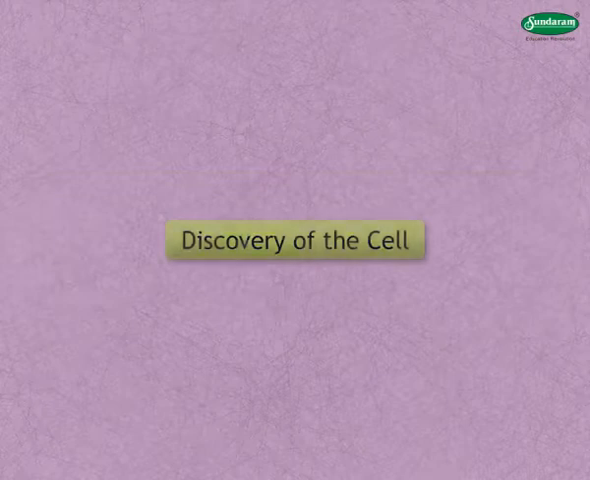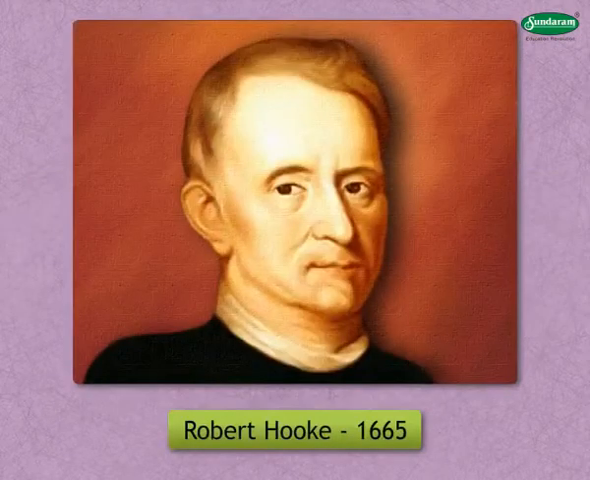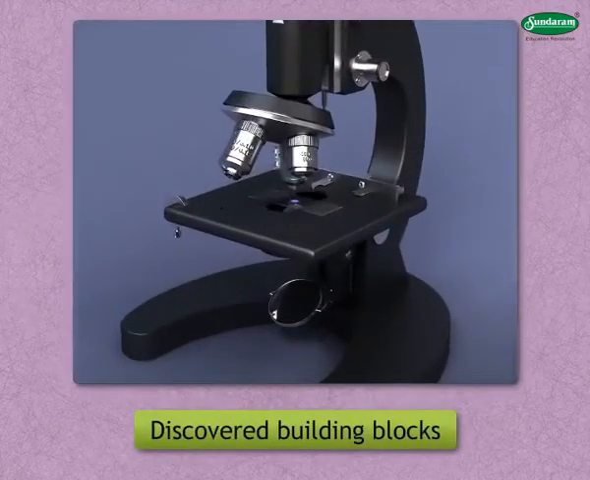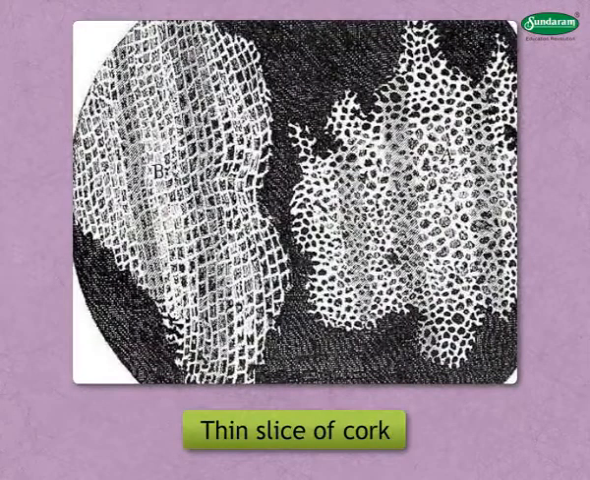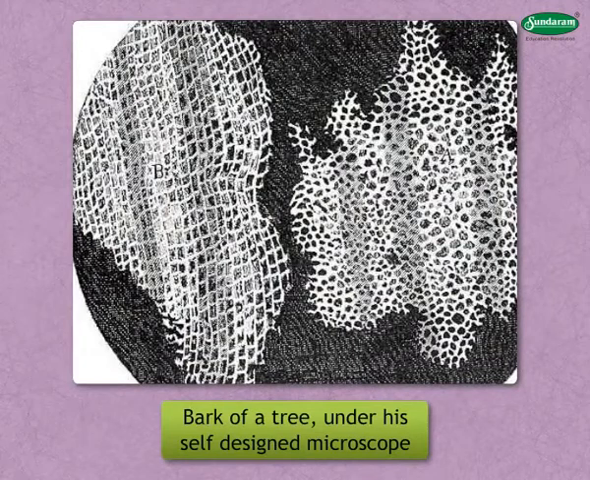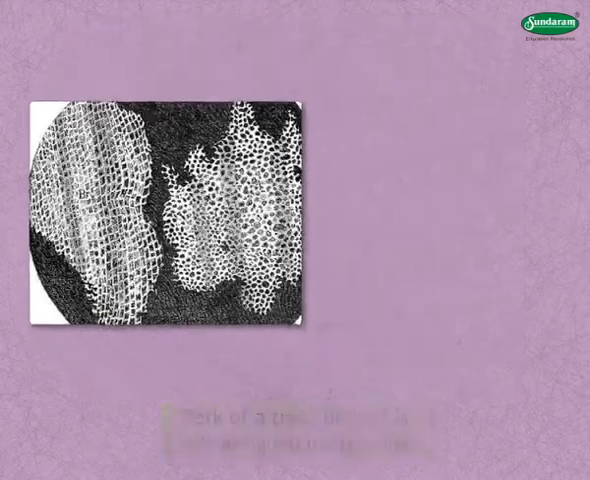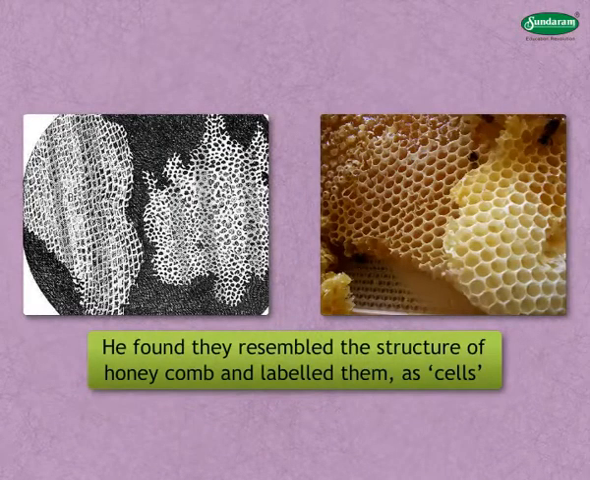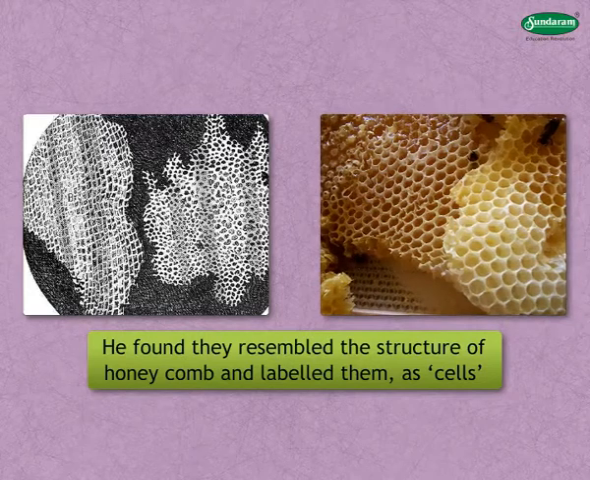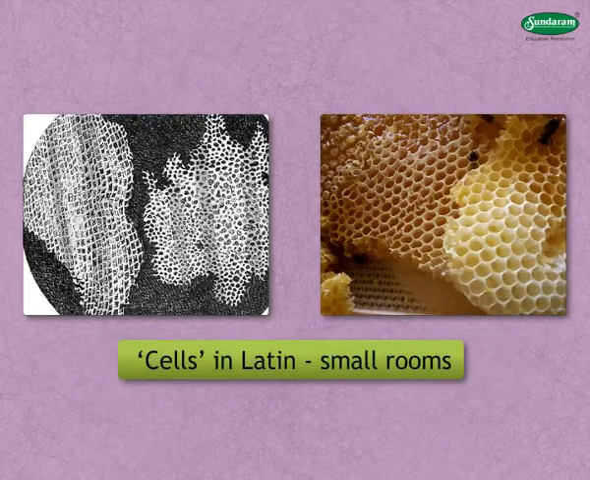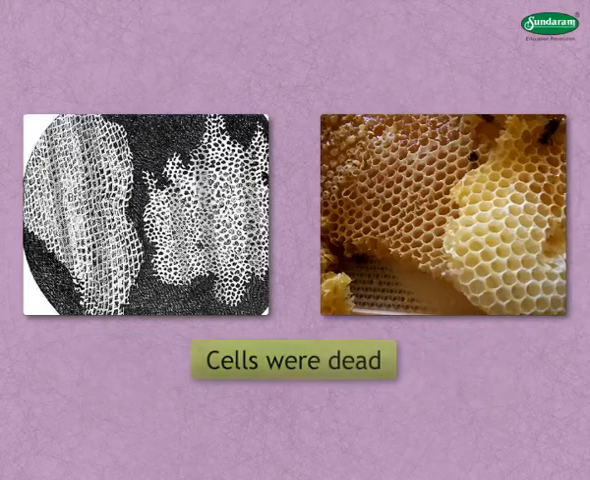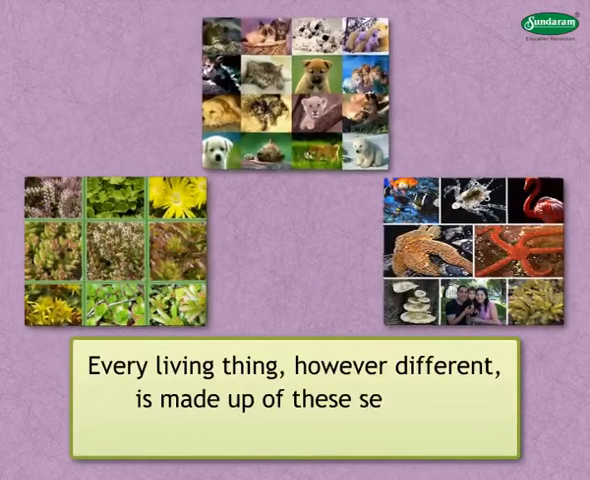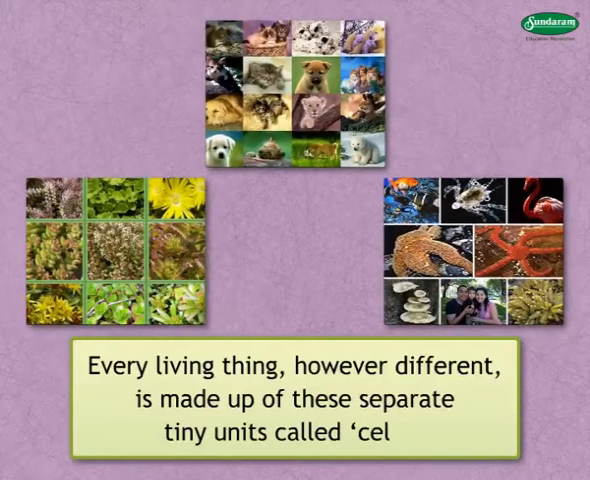Discovery of the cell. It was Robert Hooke who in the year 1665 first discovered these building blocks when he observed a thin slice of cork, that is, a bark of a tree, under his self-designed microscope. These compartments of cork were empty. He found they resembled the structure of honeycomb and labeled them as cells, which in Latin means small rooms. But these cells were dead. Every living thing, however different, is made up of these separate tiny units called cells.